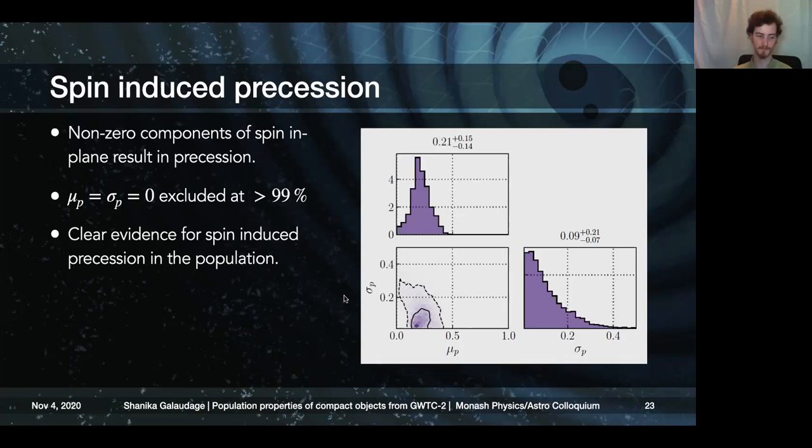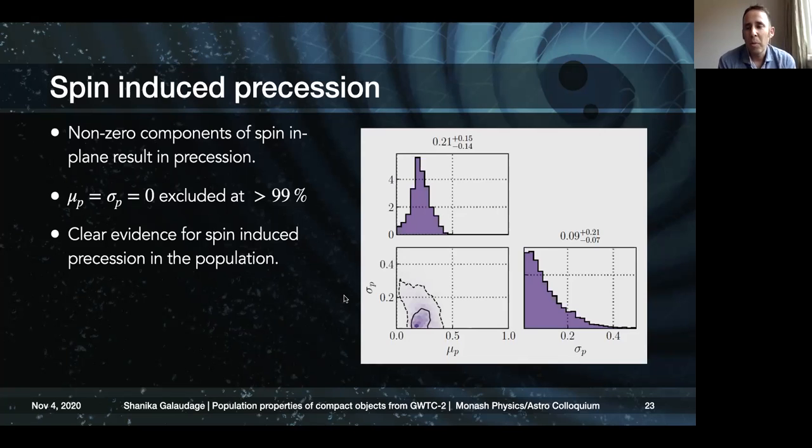Okay. That's the thing I'm not convinced about, what you just said, that it's a discerning factor, because even with primordial binaries, you'd expect misalignment. Is it okay if I just jump in on that one, Shanika?